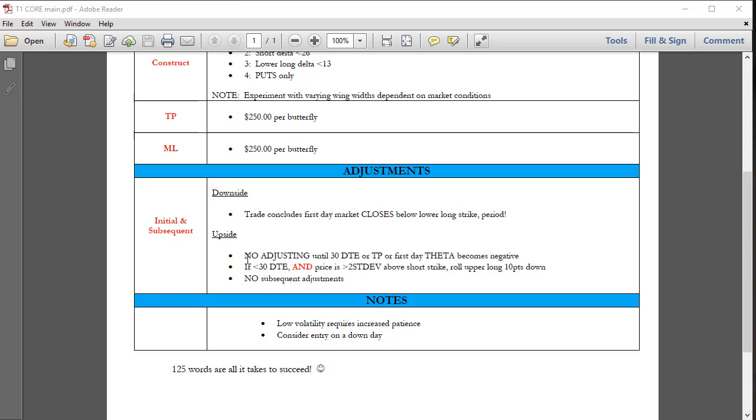On the upside, we do not touch it until we get to 30 days to expiration, or our take profit has been hit, or theta becomes negative. That's it. That's the upside adjustment. If you're under 30 days to expiration and the price is more than 2 standard deviations above the short strike, then we roll the upper long 10 points down. That's it. Very simple. It's very rule based. This can all be done after the market is closed, so there's not a lot of need.